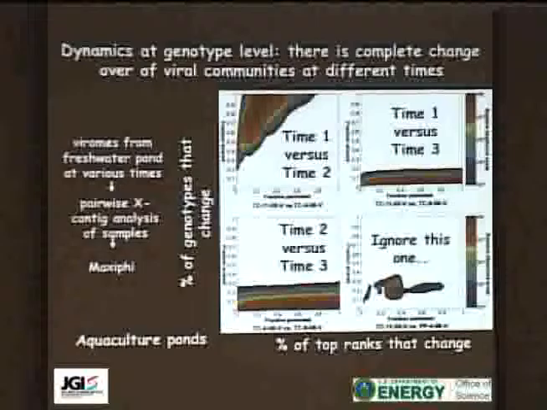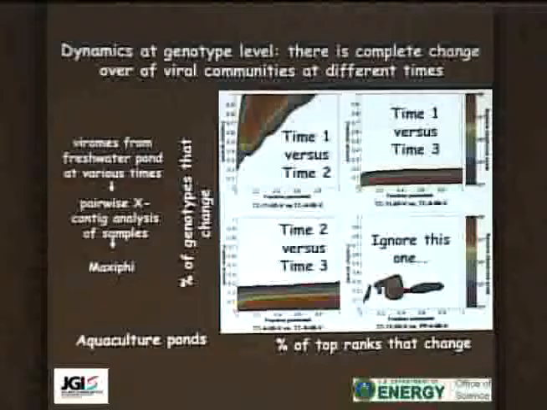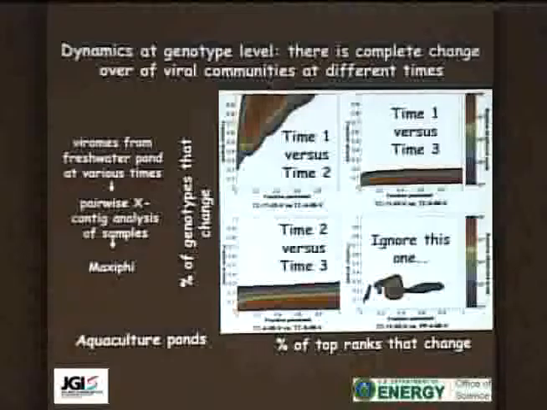So time one versus time two in this upper panel here shows that basically 100% of the viruses that were there are still there, and there's been a slight reordering of the ranks, okay, at this level of the population really at this point. Okay.